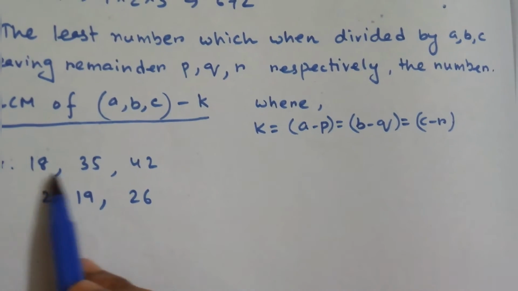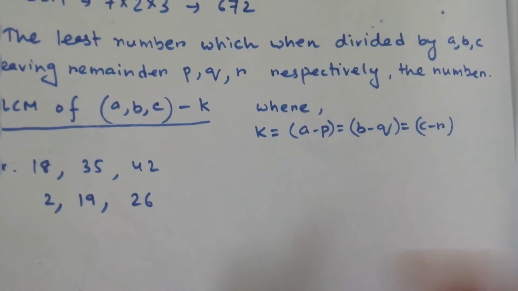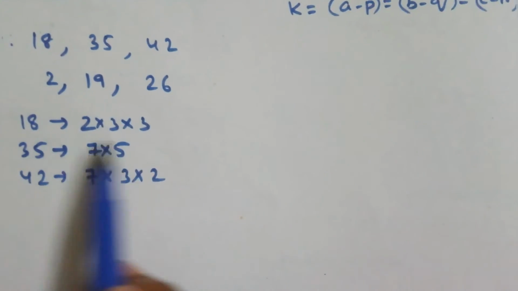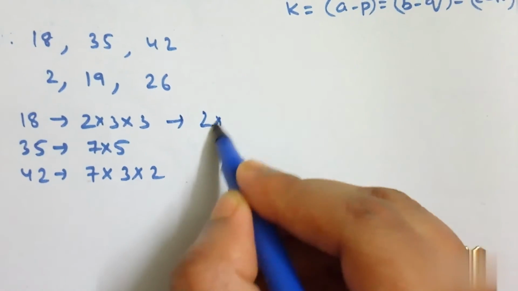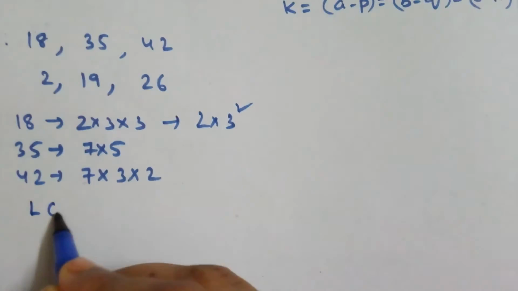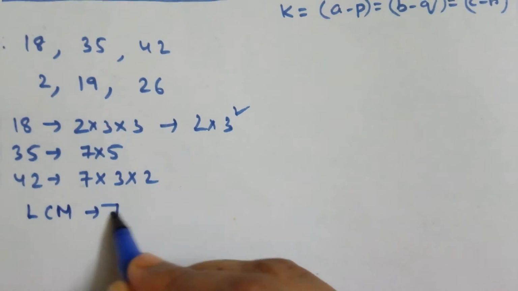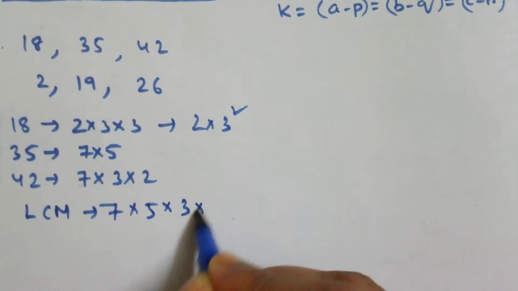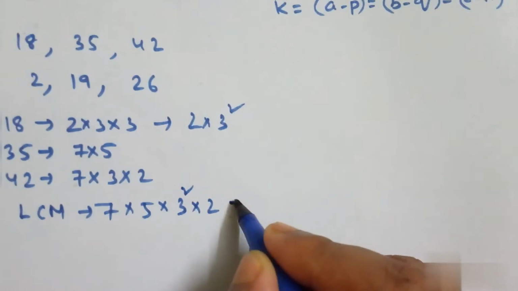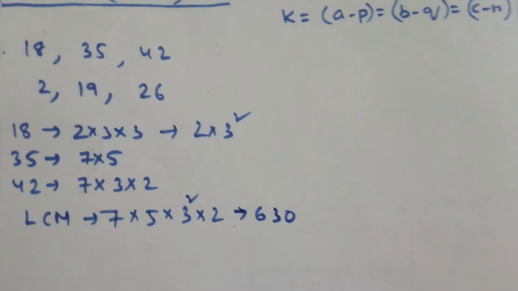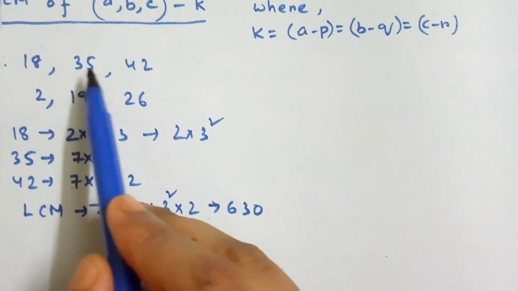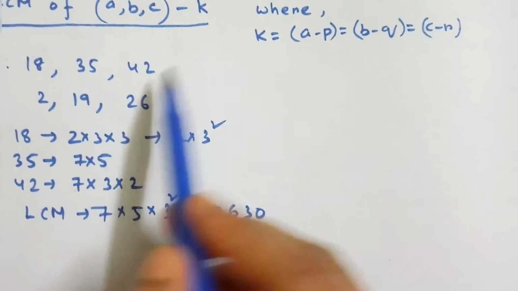So first you have to find the LCM of these three numbers 18, 35 and 42. So first divide these numbers into prime factors. So 18 we can write as 2 into 3 square. So the LCM of 18, 35 and 42 will be 7, 5, 3, 2 with maximum power, so it will be 630. Okay.